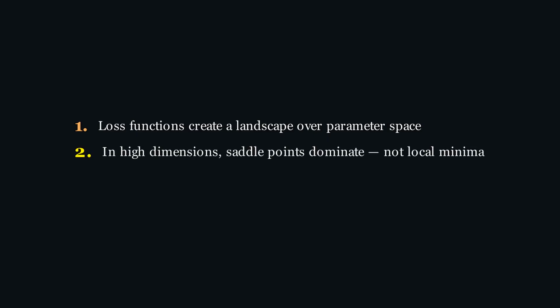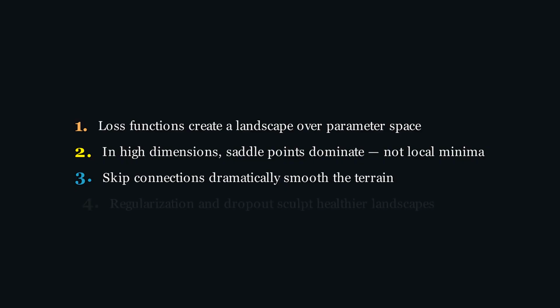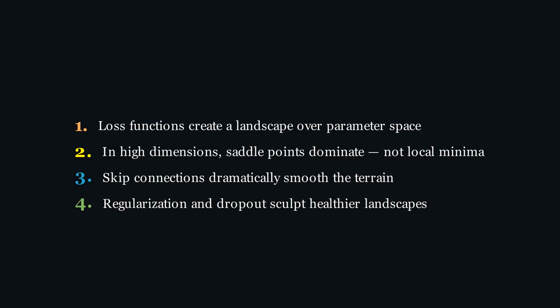Let's step back and see what we've discovered about the hidden terrain where AI trains. First, loss functions don't just give us a number. They create a landscape, a vast terrain over the space of all possible parameters. Second, in high dimensions, the critical points of this landscape are overwhelmingly saddle points, not local minima. The probability of a true local minimum is essentially zero for modern networks. Third, architecture matters. Skip connections transform a chaotic, untrainable landscape into a smooth bowl that any optimizer can navigate. And fourth, regularization and dropout don't just prevent overfitting. They sculpt the landscape itself into healthier shapes.